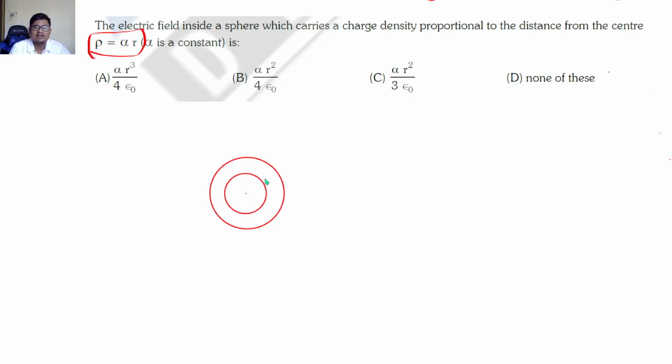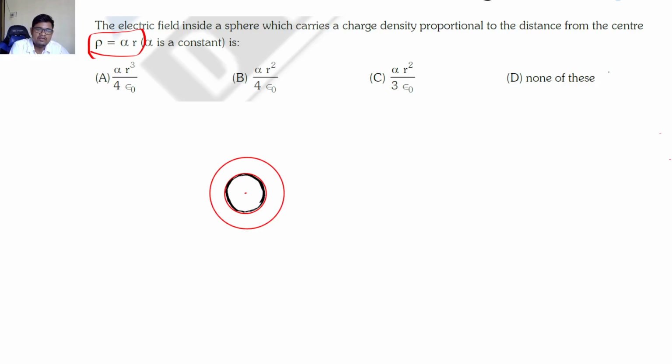a spherical cell. Because this rho is varying radially, I will think of an element which will have a symmetric distribution. Okay, means all the points on that element should be at the same distance from the center, and on this element everywhere radius r is constant. So I will assume that rho is almost constant in this shaded region. Definitely this element that I have considered is a spherical cell that has a thickness of dr.